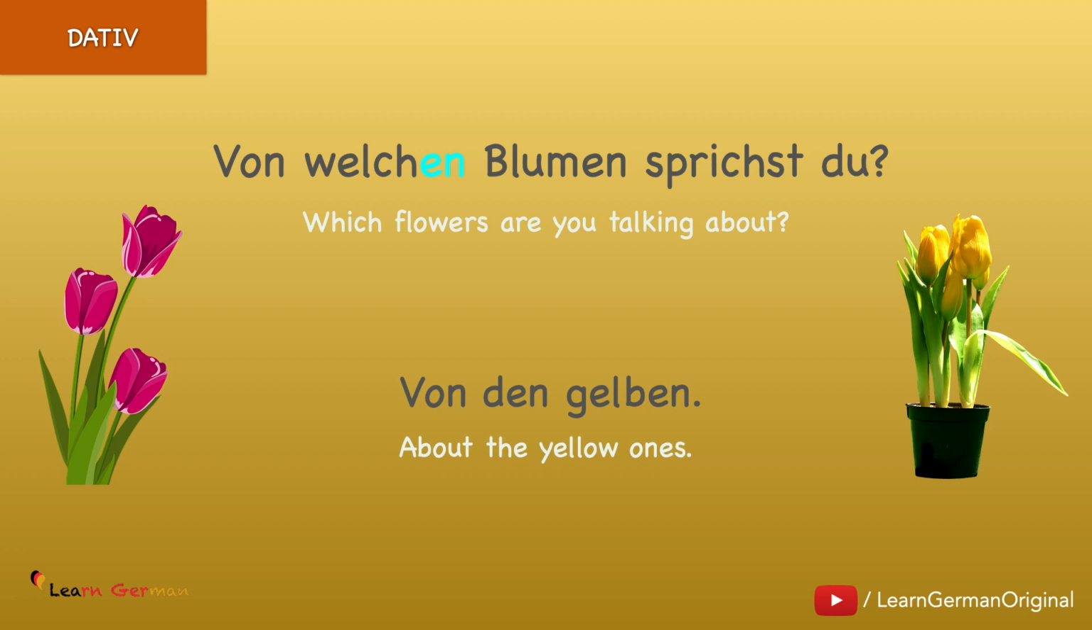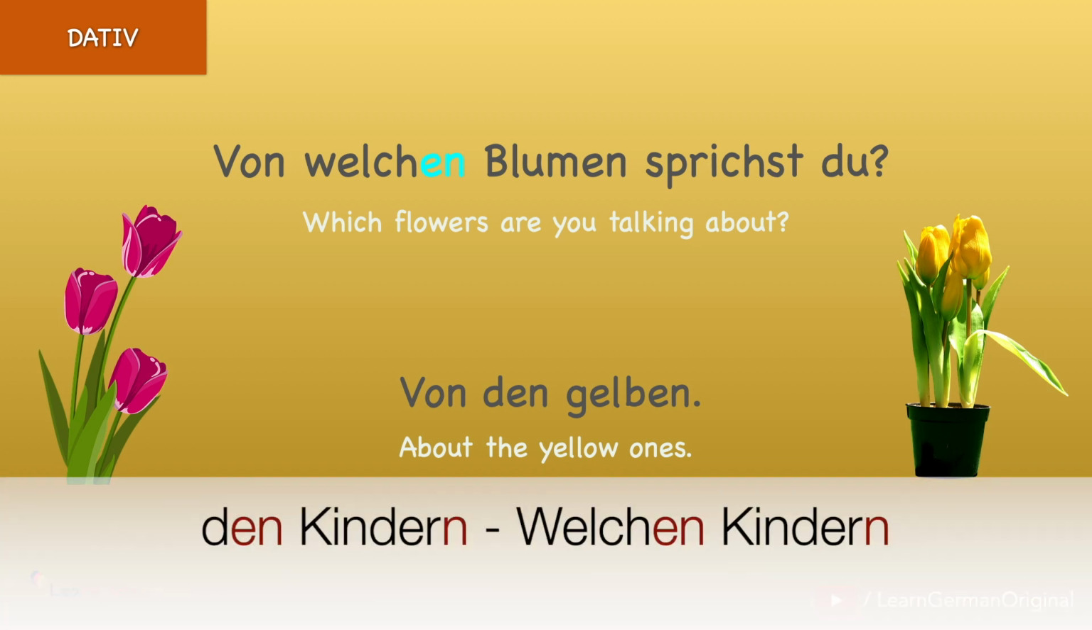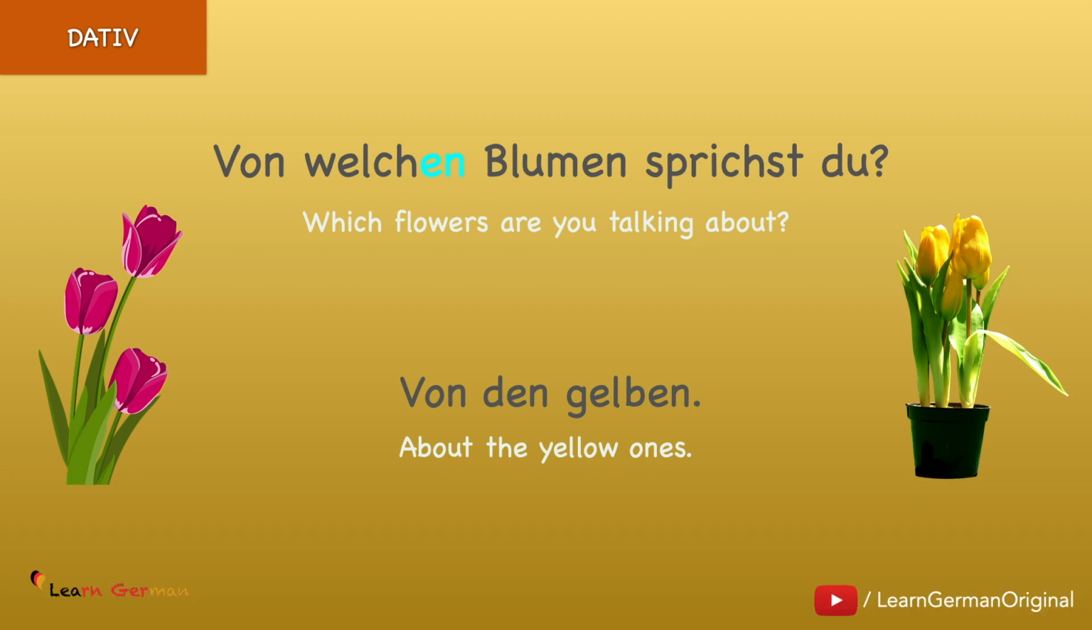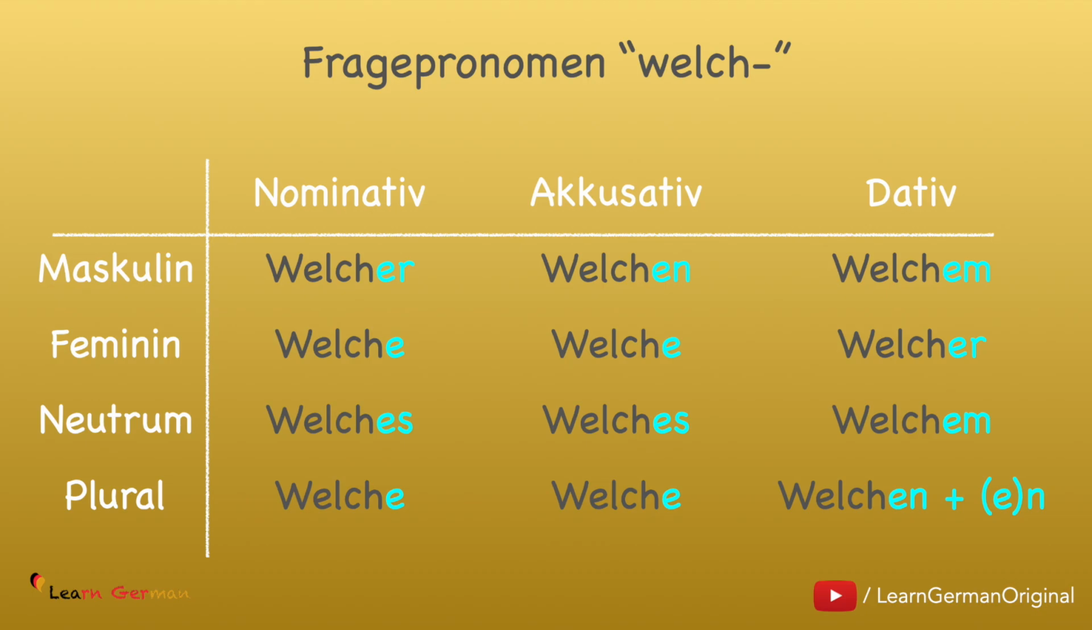But if you were talking about, for example, Kinder, then there would be an extra n. In both the cases, den Kindern and welchen Kindern. And here's the answer. Von den Gelben. Let's look at all of them once again.